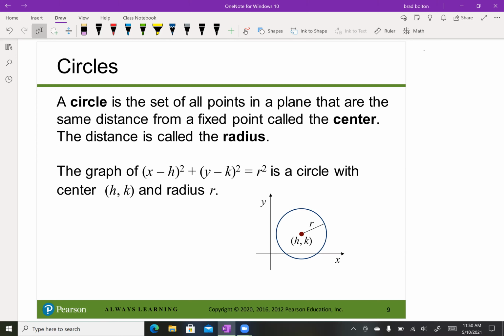A circle is a set of all points in a plane that are the same distance from a fixed point called the center. The distance is called the radius.